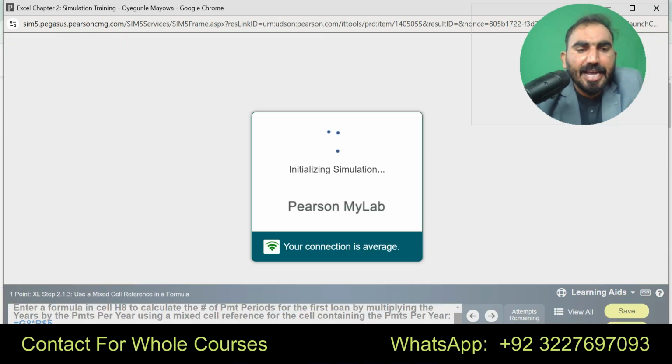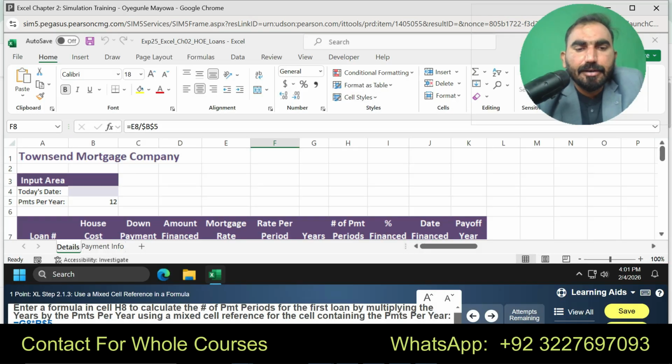Enter a formula in cell H8. Calculate the payment period for the first round by multiplying the years by the payments per period. Okay, now you can see here I am going to solve the step.